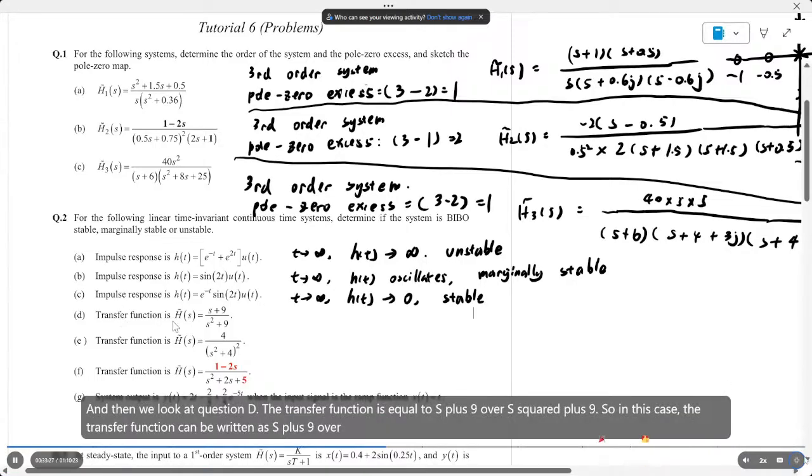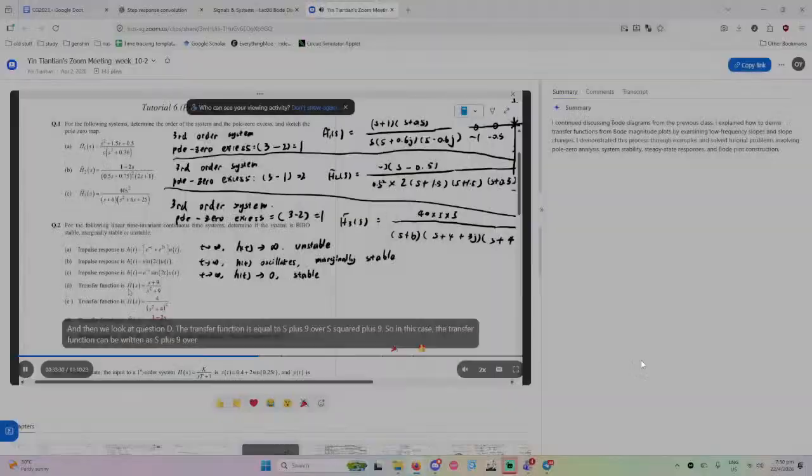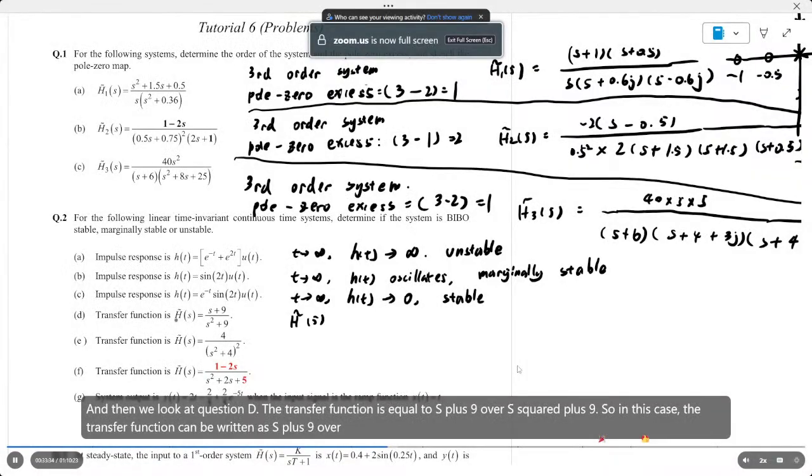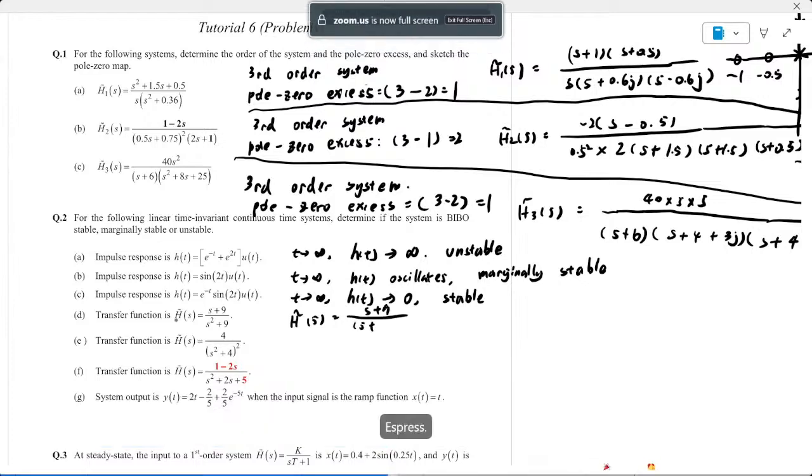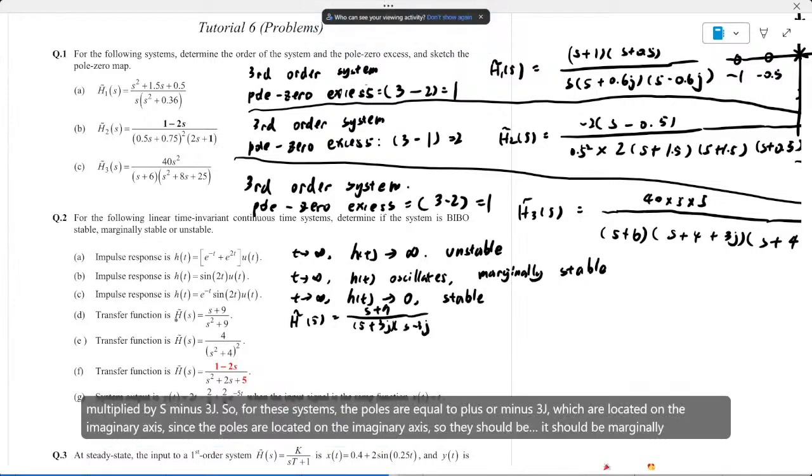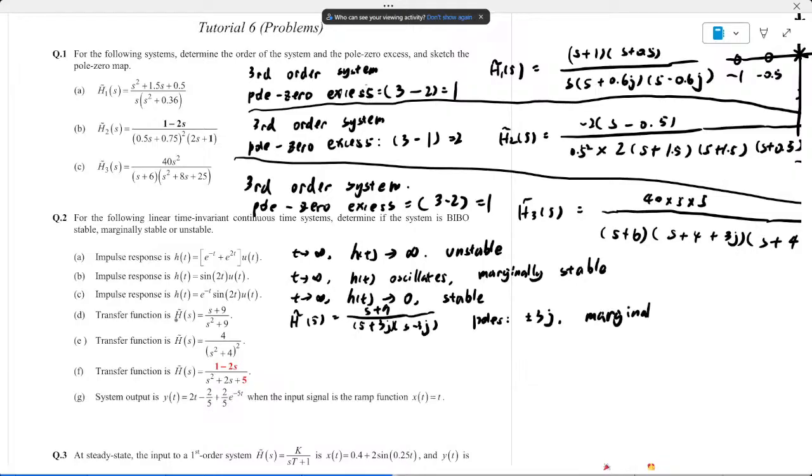And then we look at question D. The transfer function is equal to (s plus 9) over (s squared plus 9). So in this case, the transfer function can be written as (s plus 9) over (s plus 3j) multiplied by (s minus 3j). So for this system, the poles are equal to plus or minus 3j, which are located on the imaginary axis. Since the poles are located on the imaginary axis, it should be marginally stable.